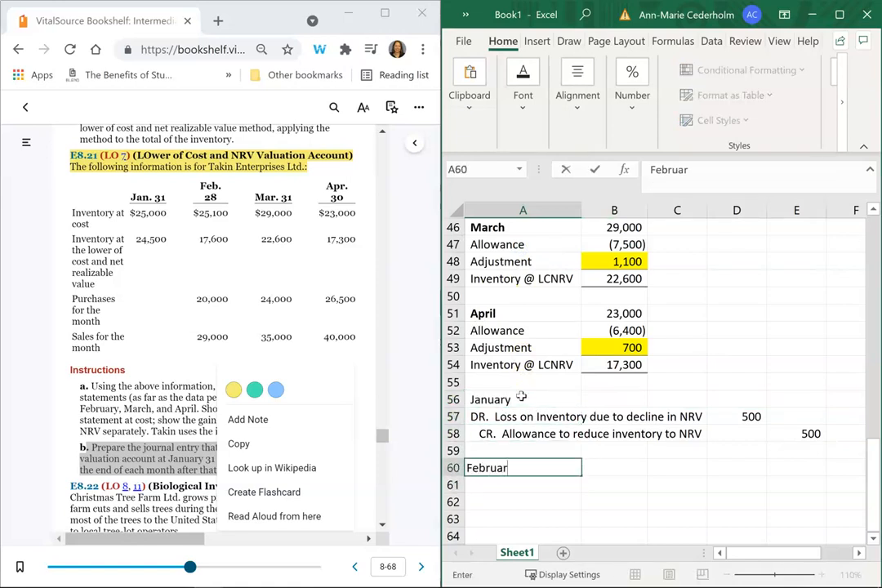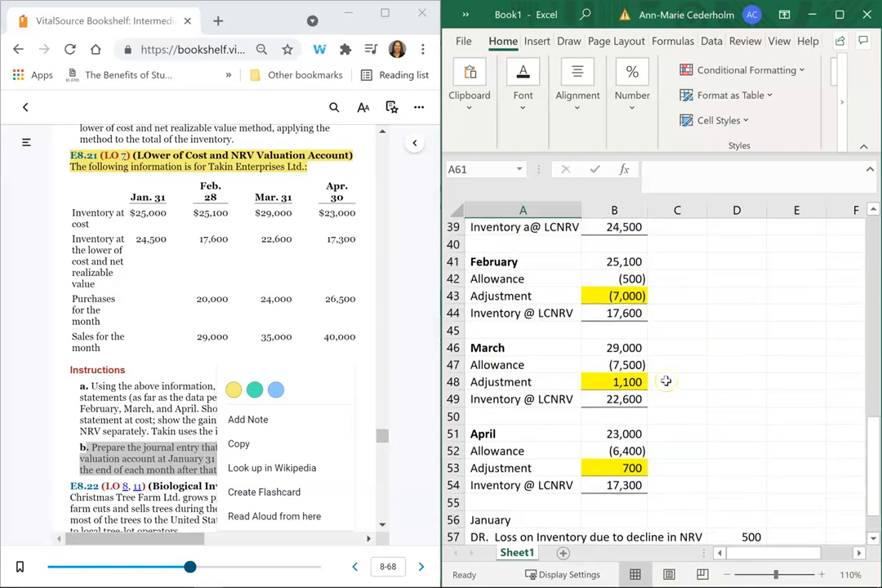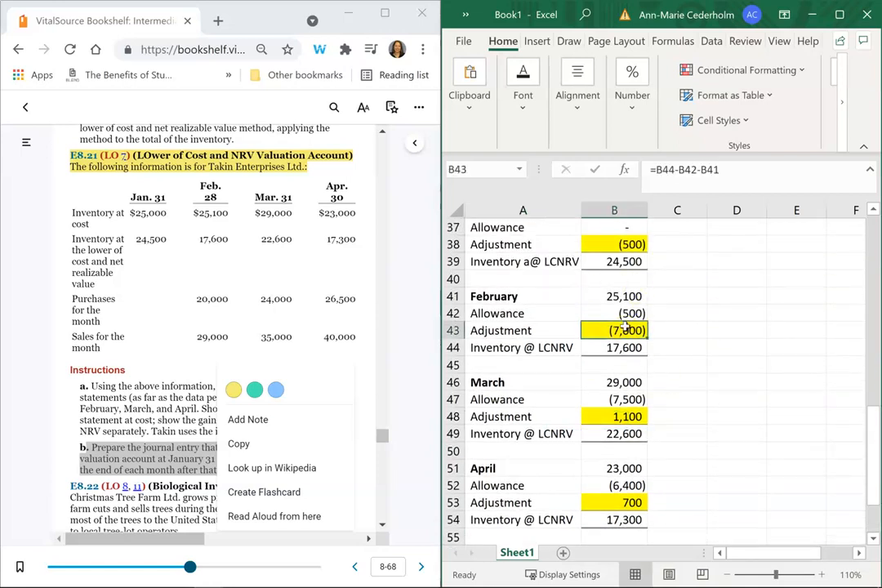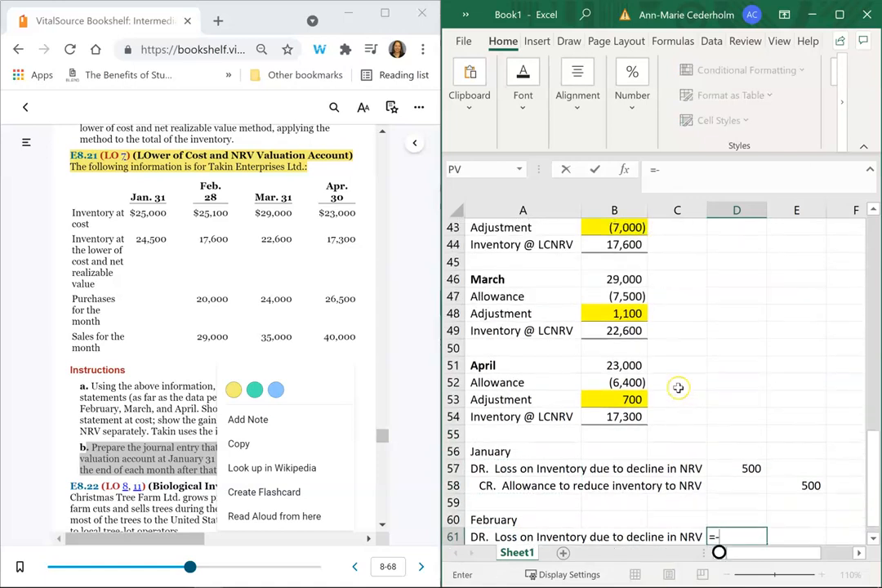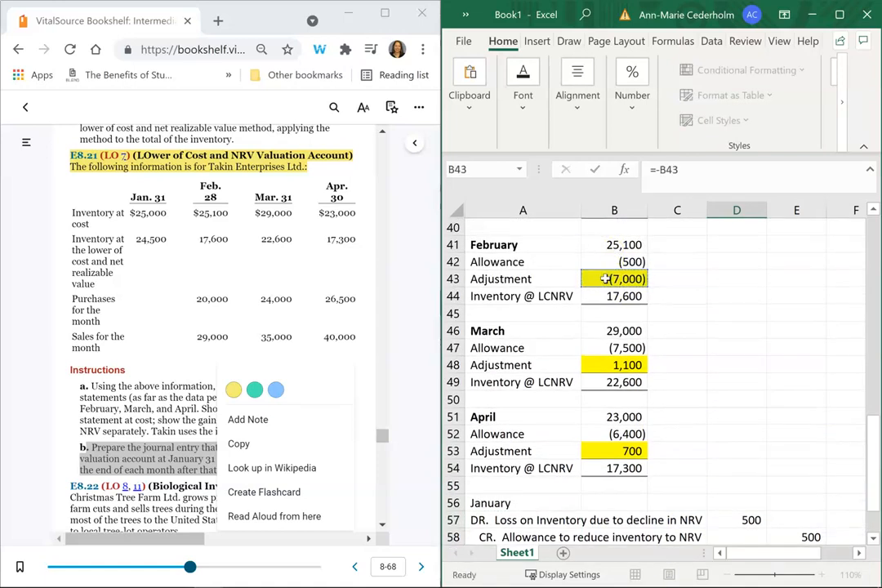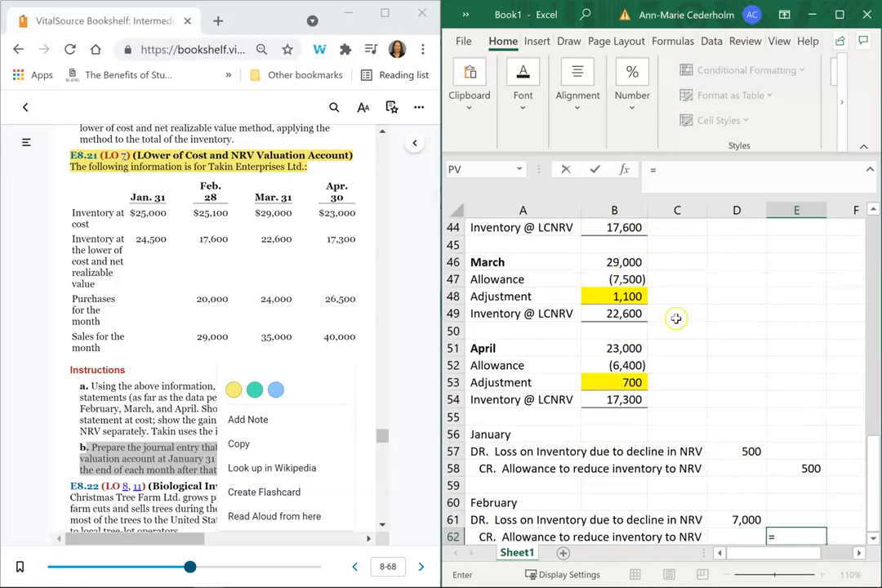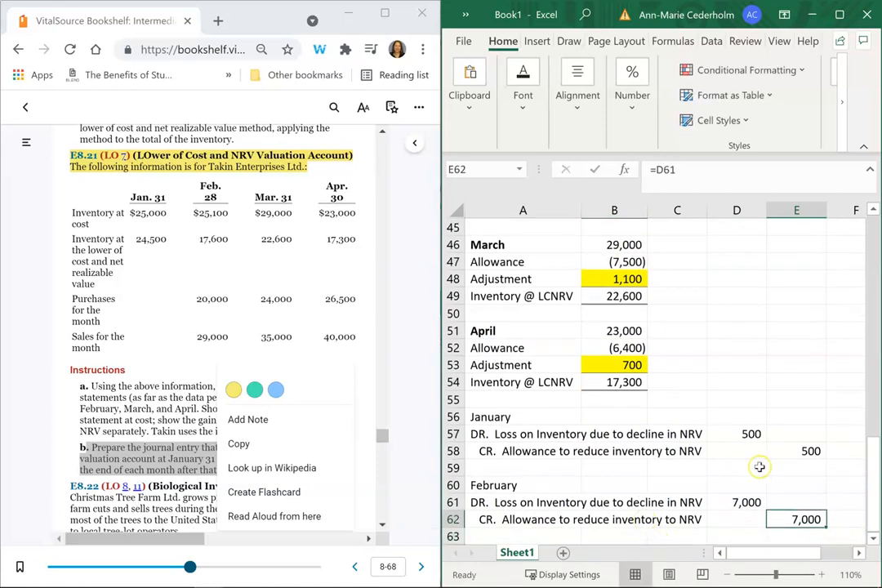Now in February, I'm just going to see if we're doing the same journal entry. So we're going to credit $7,000 to the allowance account, so I can copy these journal entry names. And then I'm going to use the $7,000. So then you can see by the end of February, I have a credit and a credit. So I have $7,500 sitting in my allowance account.